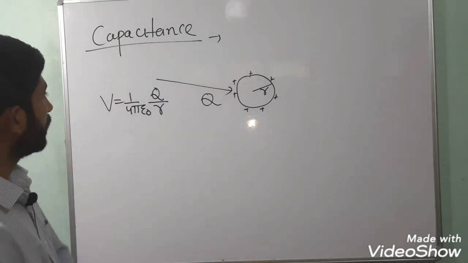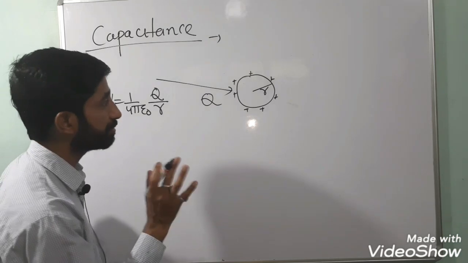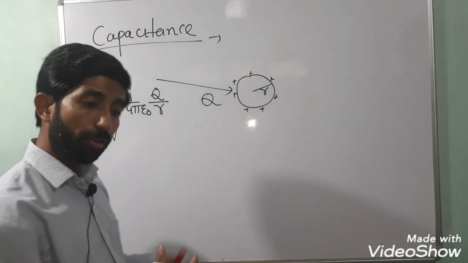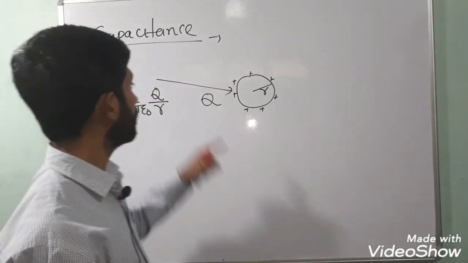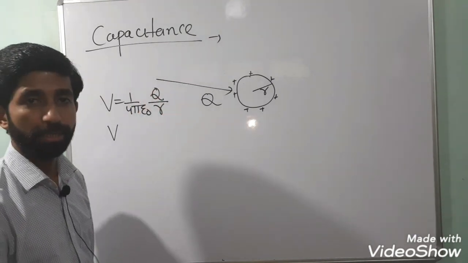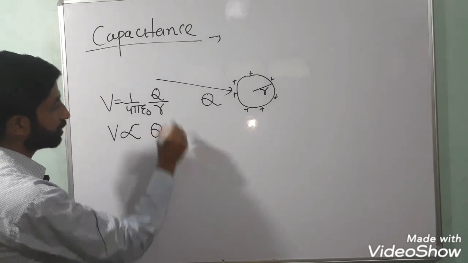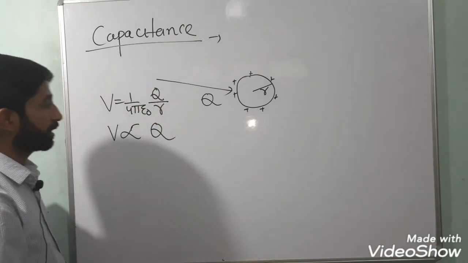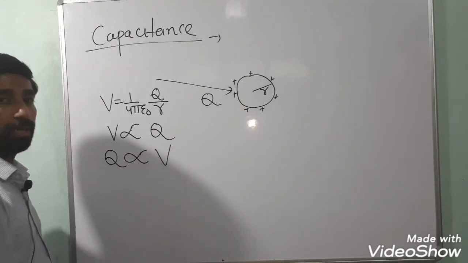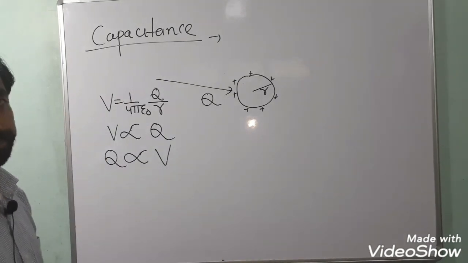Now see, if the radius of the conductor is fixed, then V, the potential of the conductor, increases proportionally to the charge given to it. The more charge we give, the larger its potential. According to this formula, potential is directly proportional to the charge given to the system, or conversely, Q is directly proportional to the potential.